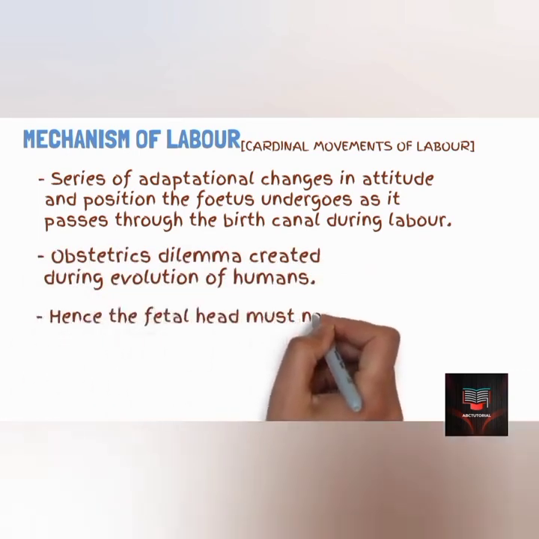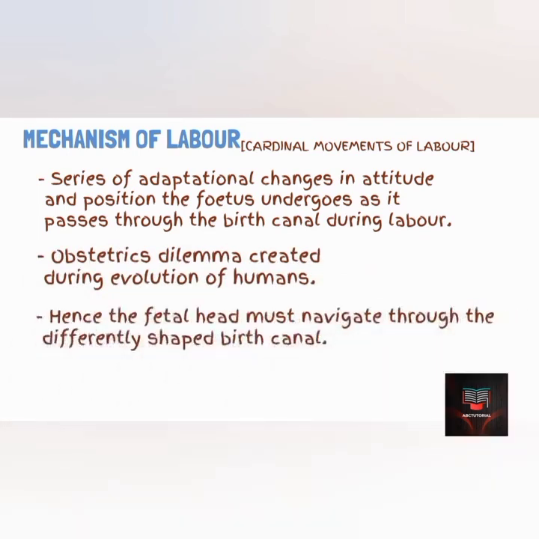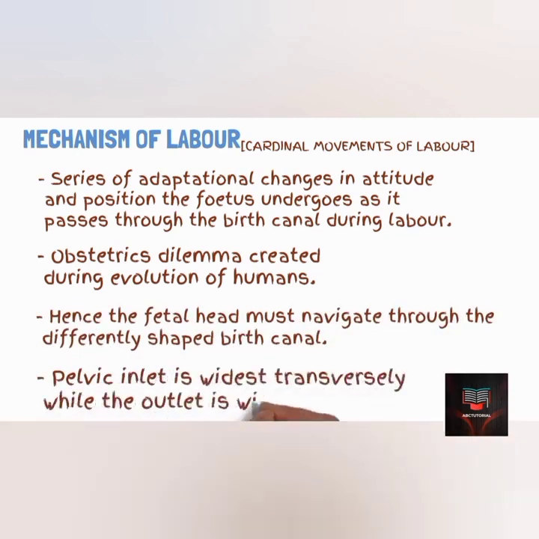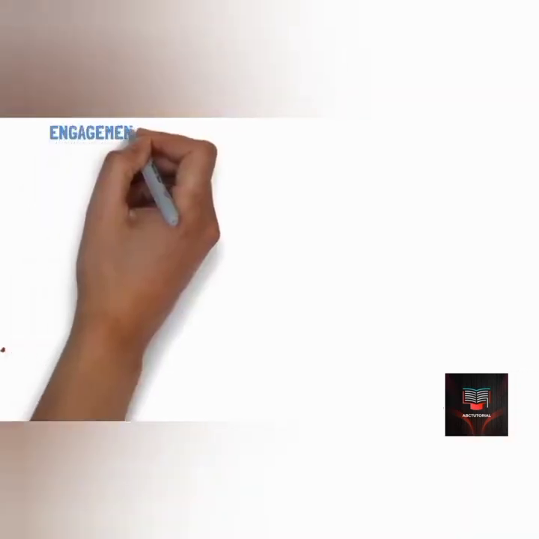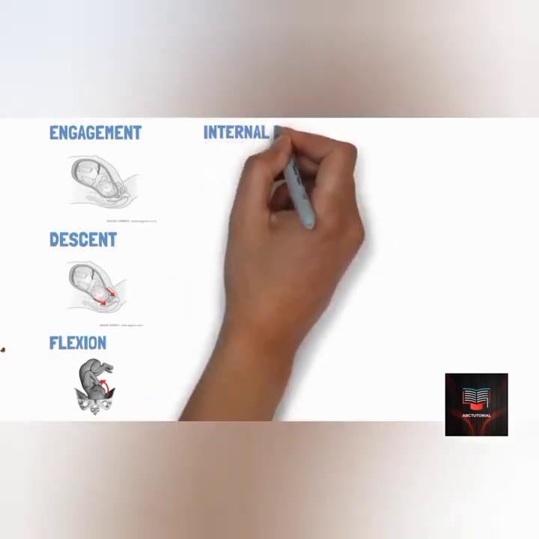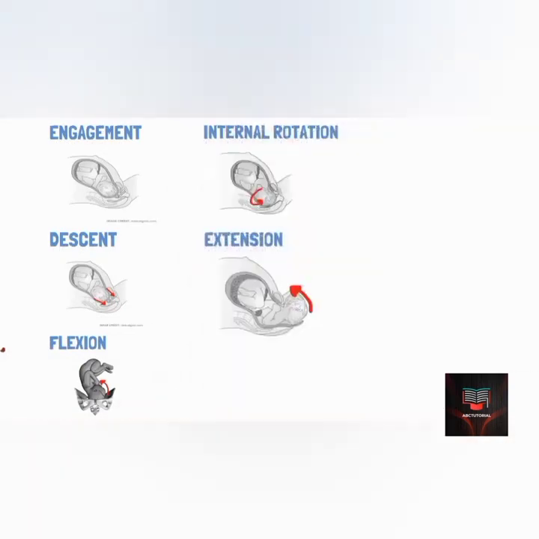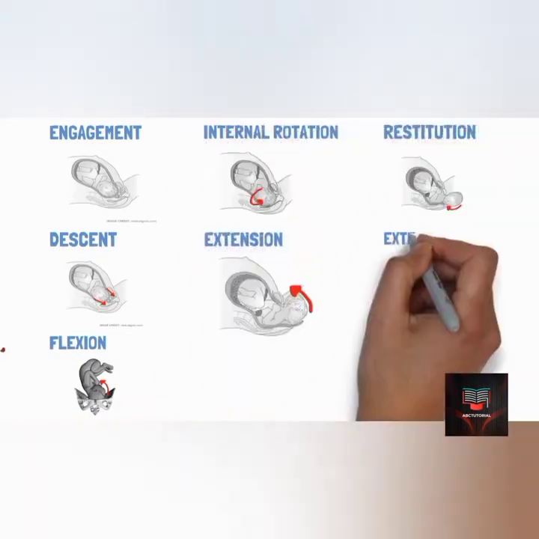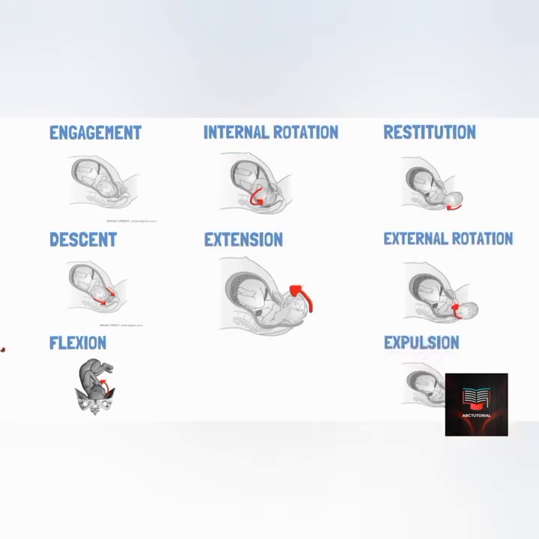Hence, the fetal head must navigate through a differently shaped birth canal. Pelvic inlet is widest transversely, while the outlet is widest anterior-posteriorly. These mechanisms include engagement, descent, flexion, internal rotation, extension, restitution, external rotation, and expulsion.